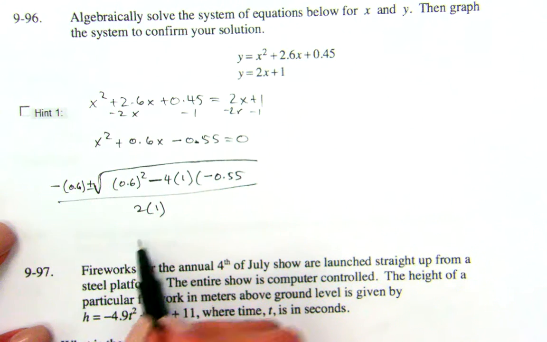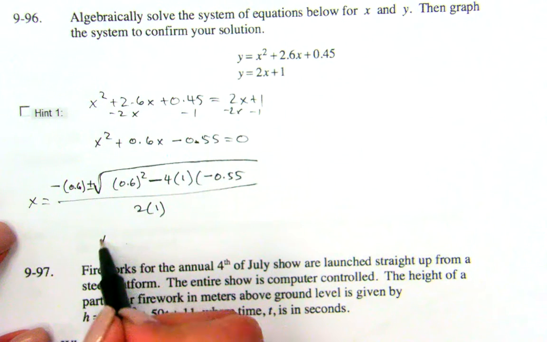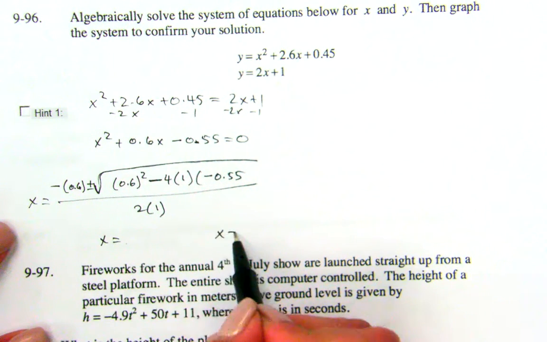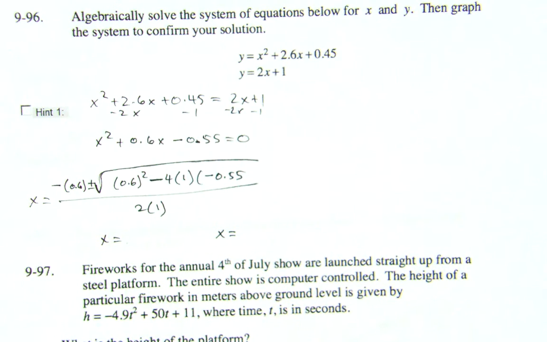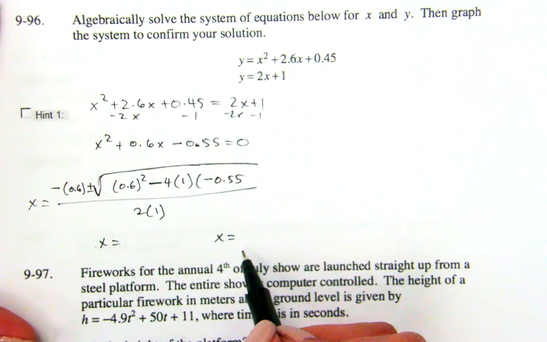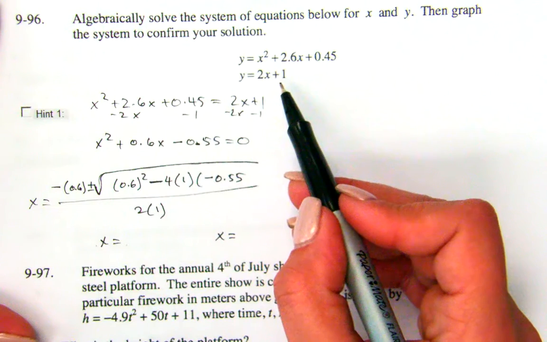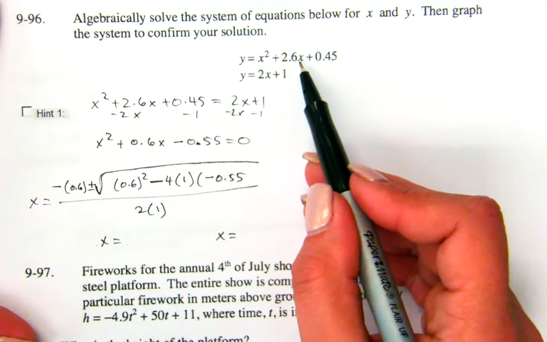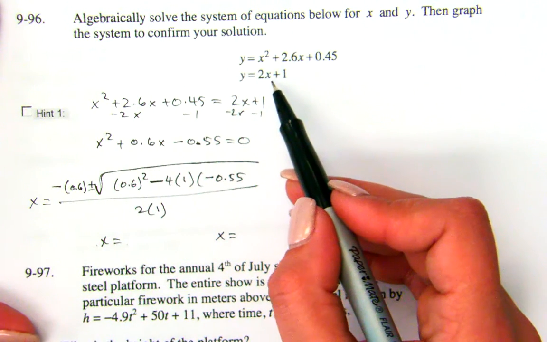wait, where's my graphing calculator? You should get that x is equal to a number and x is equal to another number. I forgot what they were. I think it was like 1.1 or 1 and negative something. So whatever value you get for x, you need to plug back in. My advice is don't go for the ugly quadratic. Go for the really nice linear function.